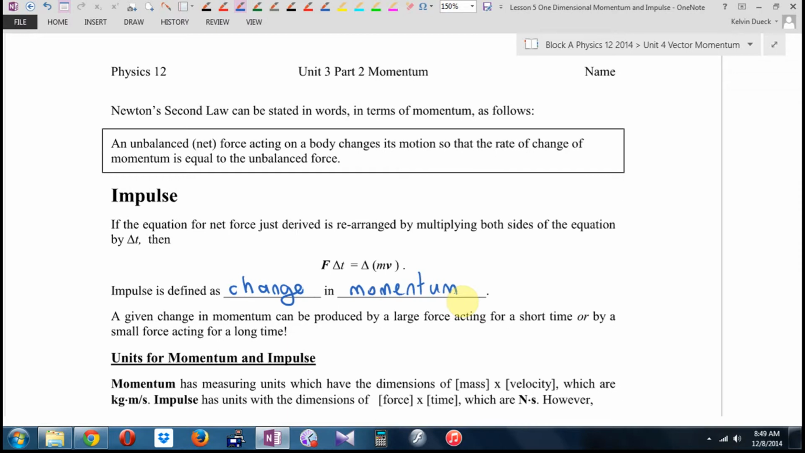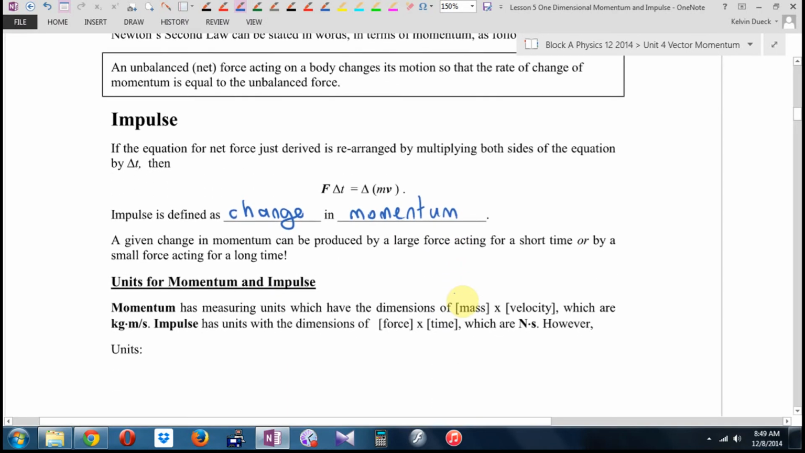Impulse means you have a change in momentum. Those of you that are Star Trek fans may recall Star Trek talks about the impulse engines. They're changing the momentum of the ship. They're causing it to speed up or slow down because they're not changing its mass. A given change in momentum can be produced by a large force acting for a short time, like an explosion, or by a small force acting for a long time.